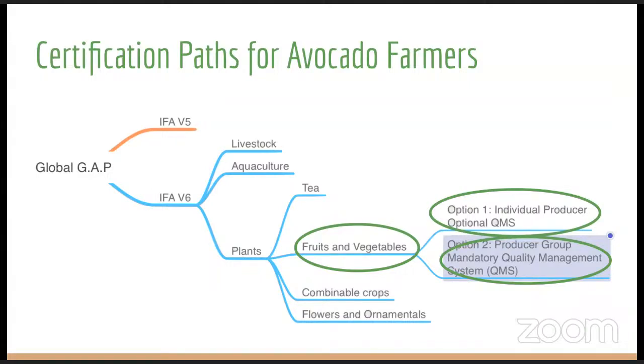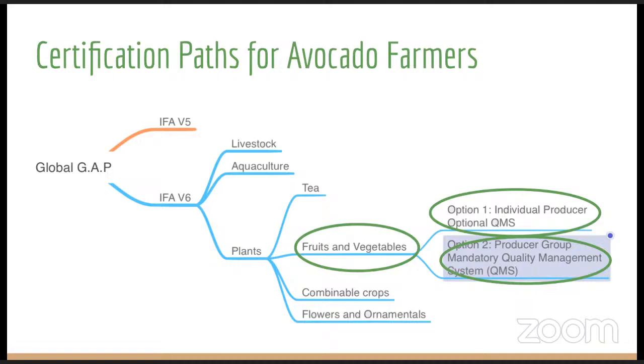So obviously, we are avocado farmers here. Our path would take us to the fruits and vegetables path. So it brings us to two options there. Global Gap supports what they call option 1 and option 2.